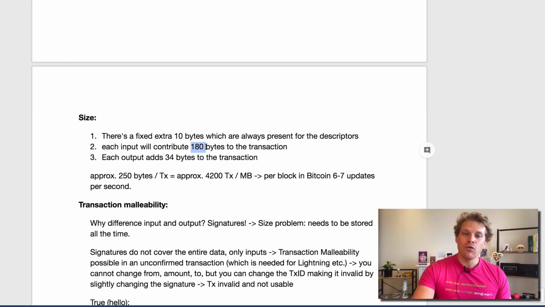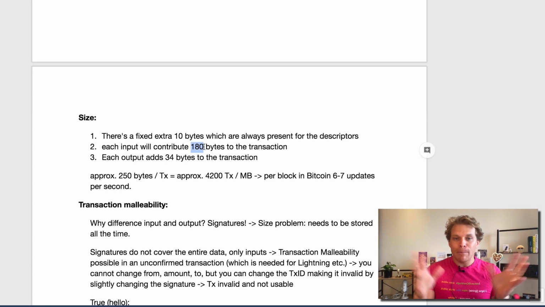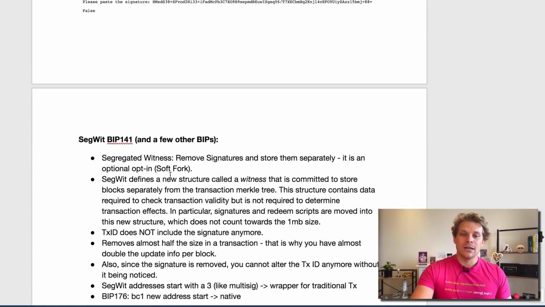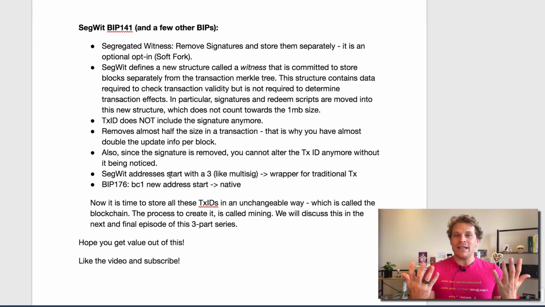And if we actually remove the signature from here, you can do the math, we're removing around 120 bytes. And this is about half of the transaction size. So that's where it gets really, really cool in size, because now we have twice the amount of transactions with the same kind of block size.